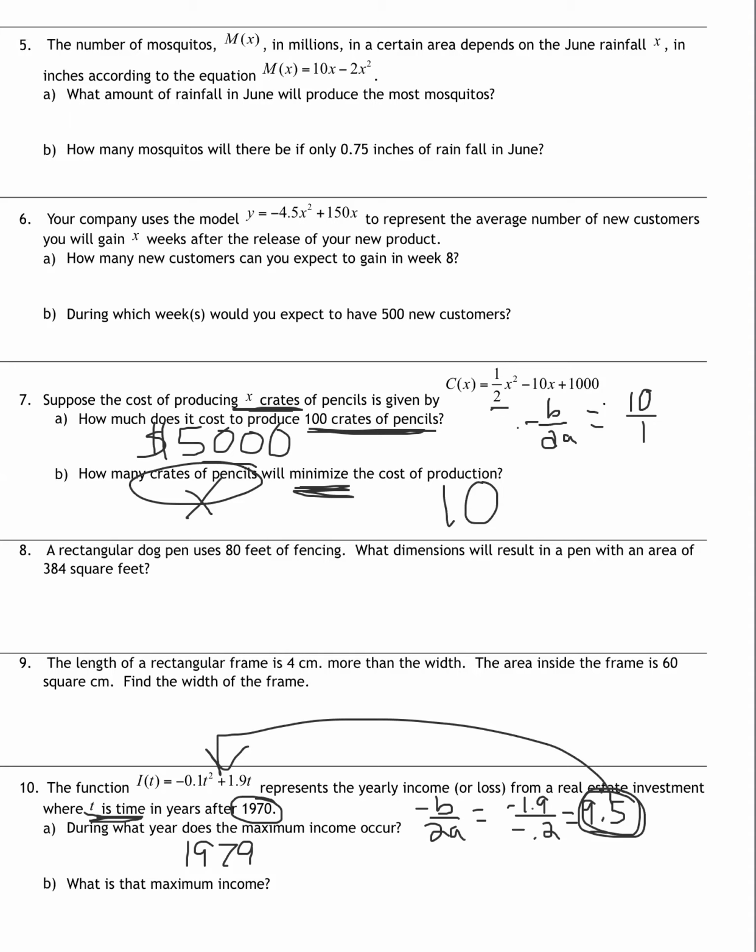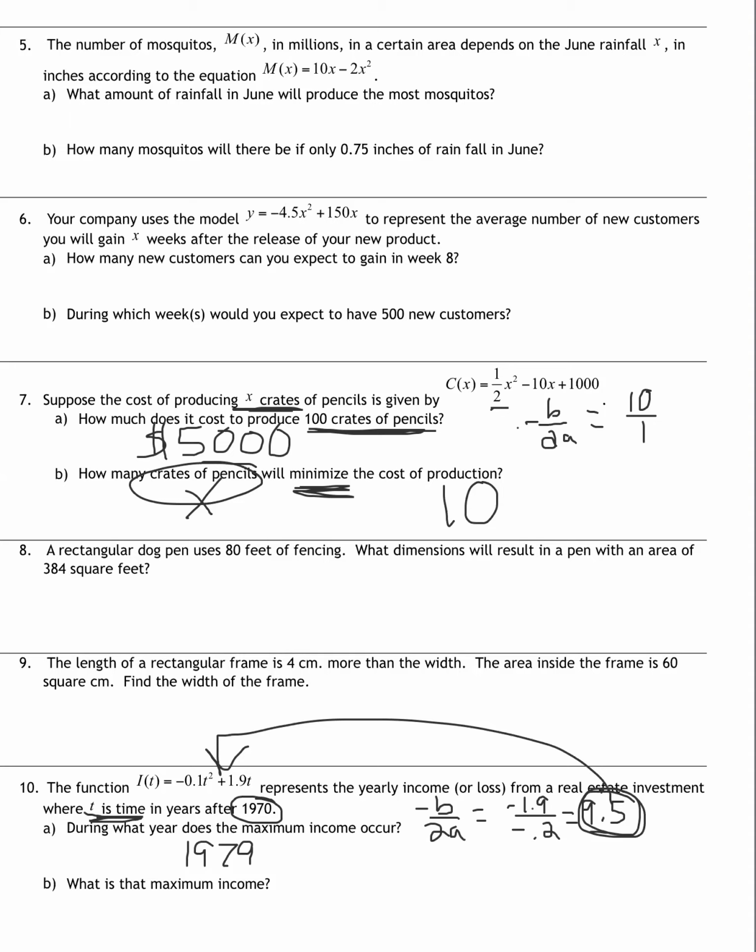Maybe this is in thousands of dollars? Oh, it doesn't specify. Let me double check. Was 9.5 right? Is that what you got? Yeah. Okay, so that's right. Let me type it. That just seems so weird.